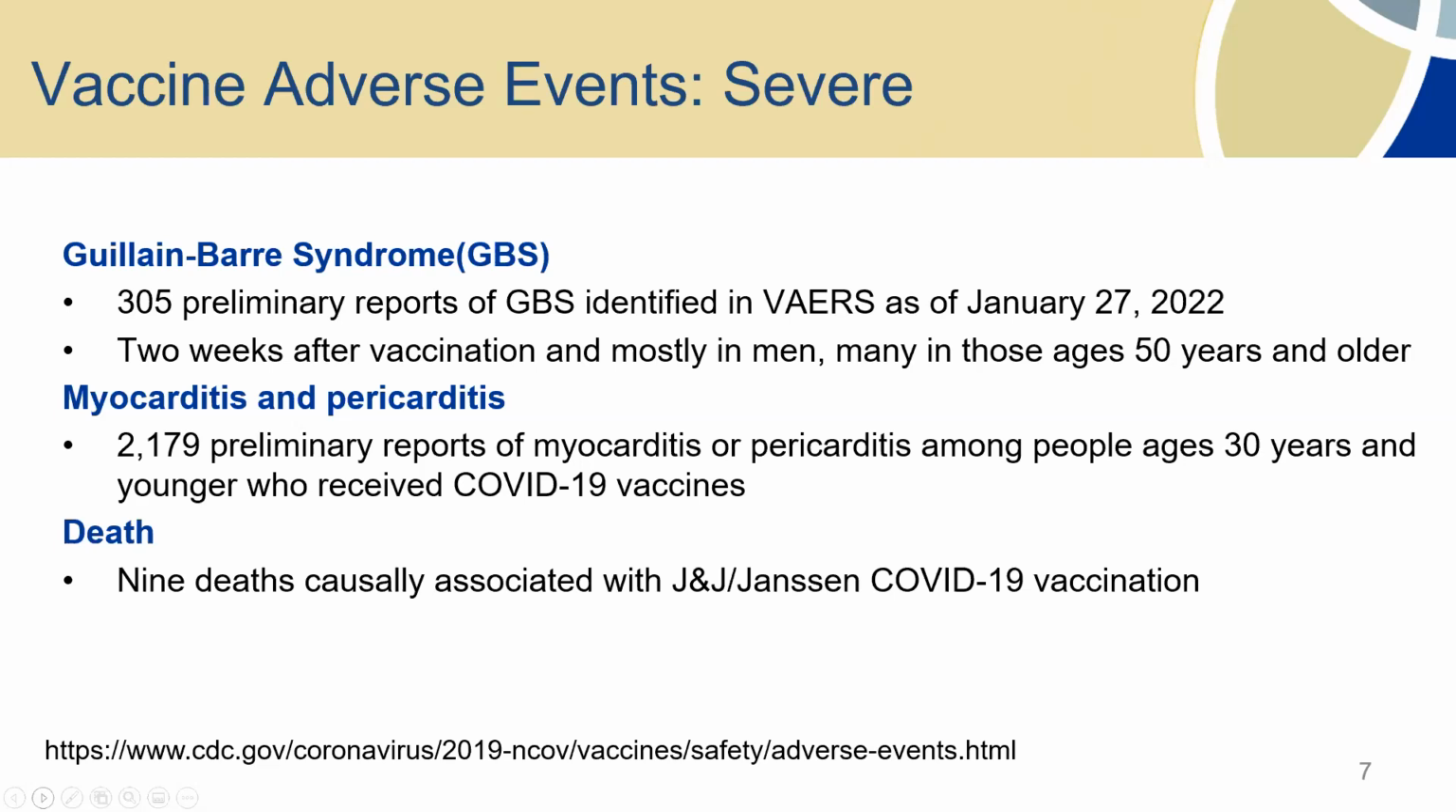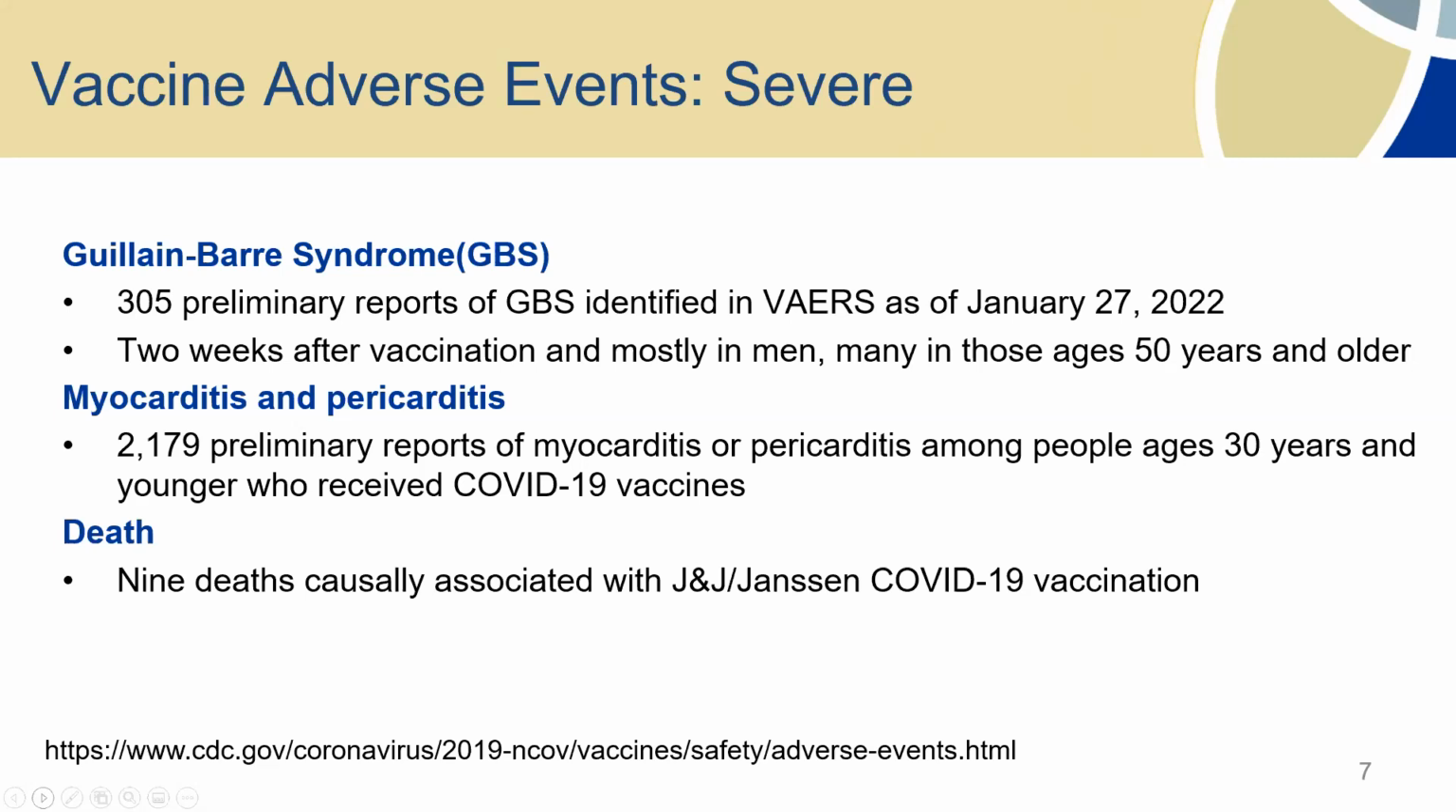So they have identified 305 preliminary cases in the VAERS system, which is the system I'm going to talk about, as of January 27th. So typically the time frame and age group that's more prone to it. Basically, Guillain-Barré syndrome is a rare neurologic disorder, and usually it's self-limiting in most folks, but it can be longer lasting in some patients. And then we're also seeing increased risk of myocarditis and pericarditis, which I'm sure you guys have heard about. This is usually in a younger population and more common in males.